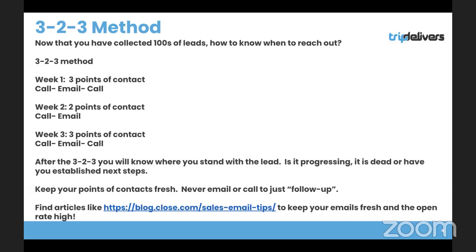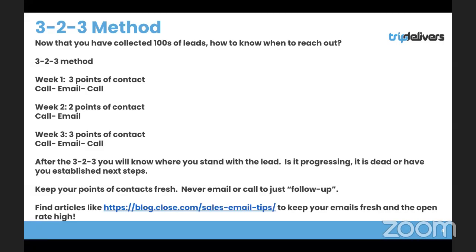So, call, email, call. Week 2, you're going to do 2 points of contact: call, email. So maybe Monday, Thursday. And then week 3, you're going to go back to your 3 points of contact: call, email, call. So after the 3-2-3 method, you will know exactly where you stand with that lead. Is that lead progressing? Is it dead?